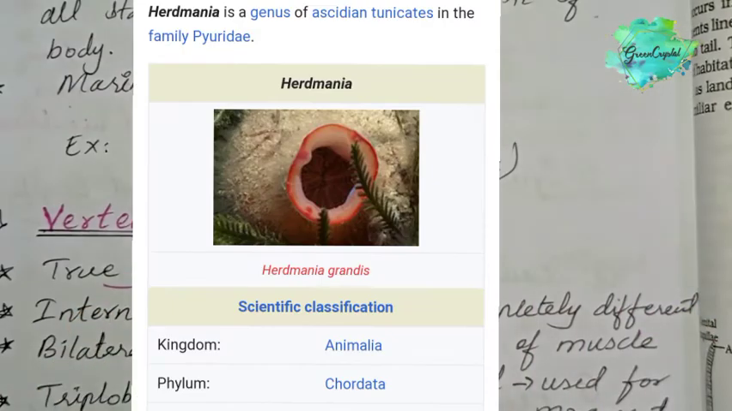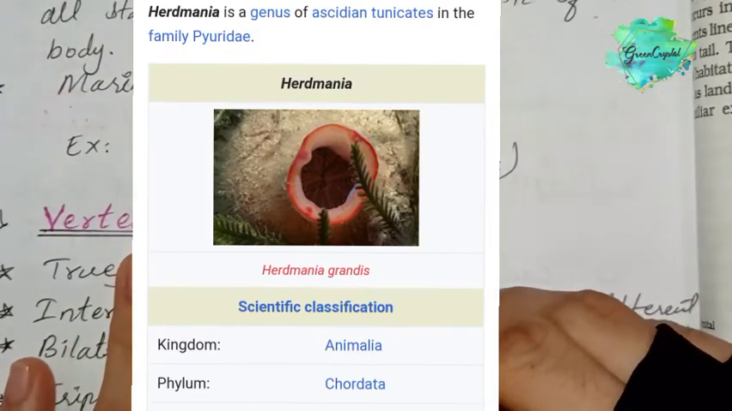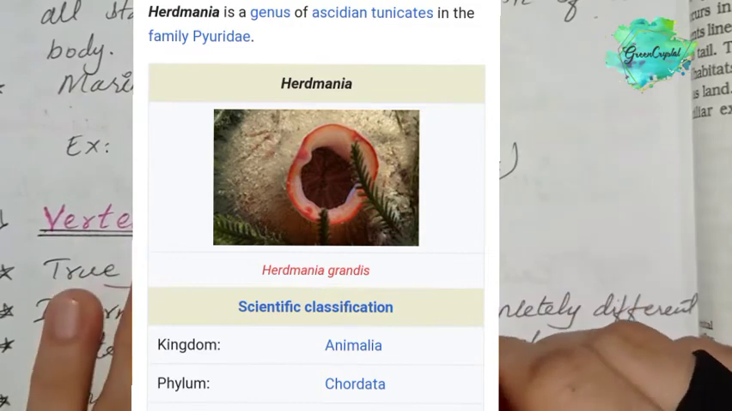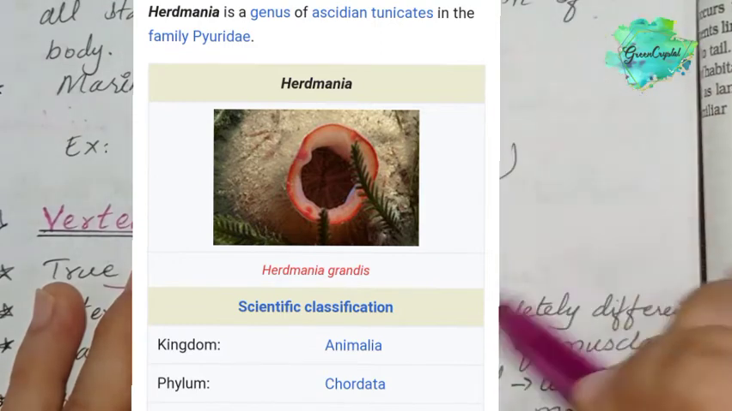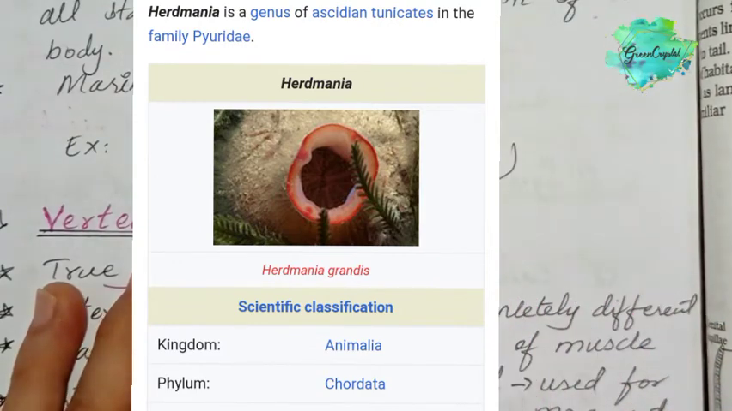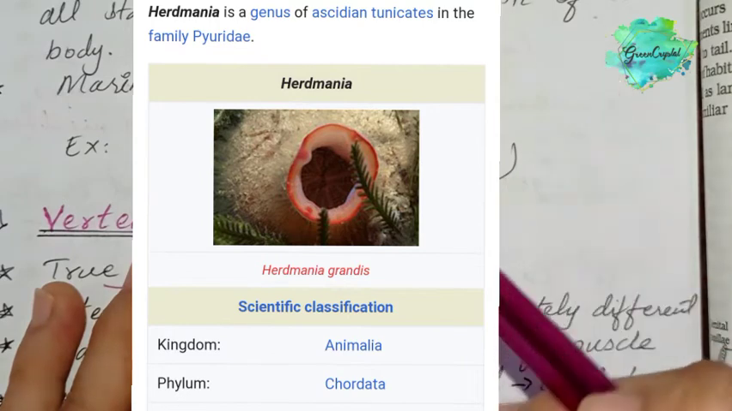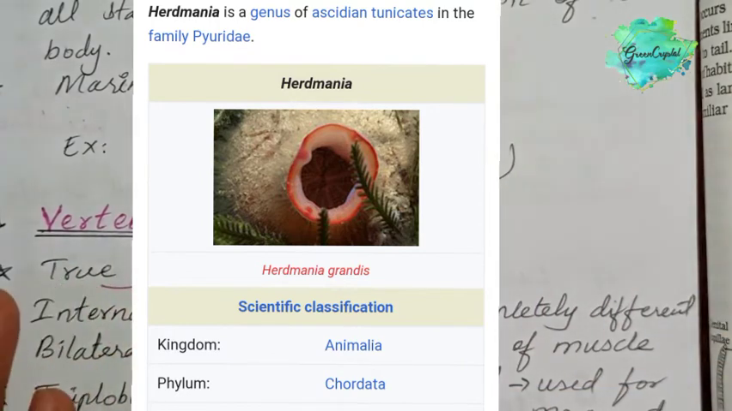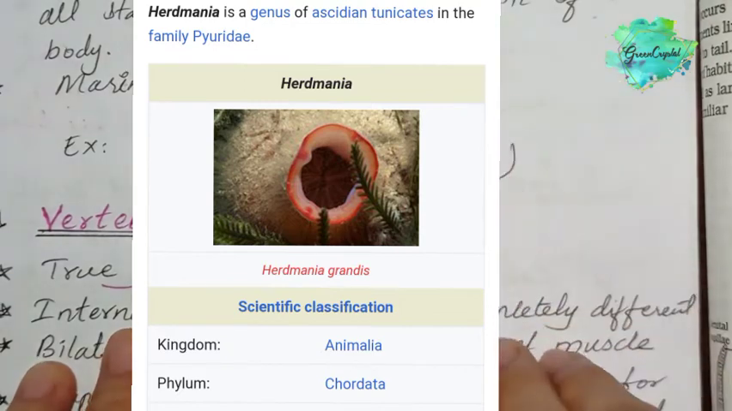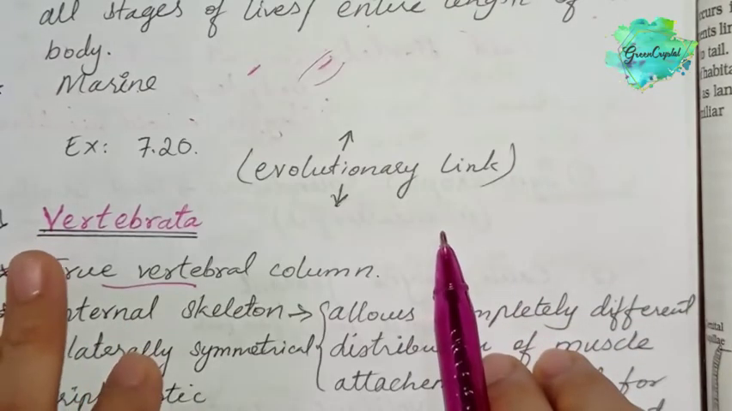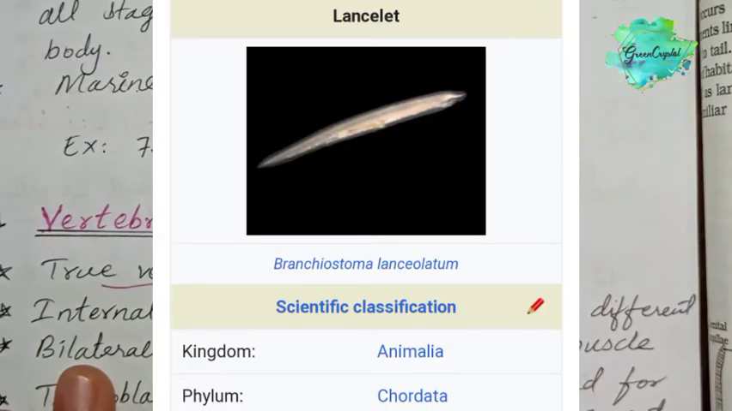There is also Herdmania. See the Herdmania figure. It is marine and flat, and it is purse-like in structure. It is brownish in color, and it is buried in the sand, the way food is buried in the sand, and it looks like a purse.